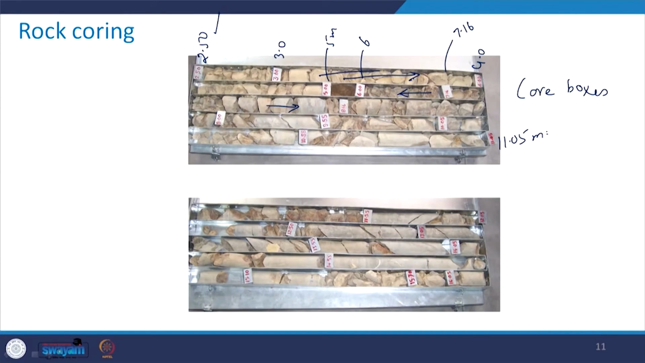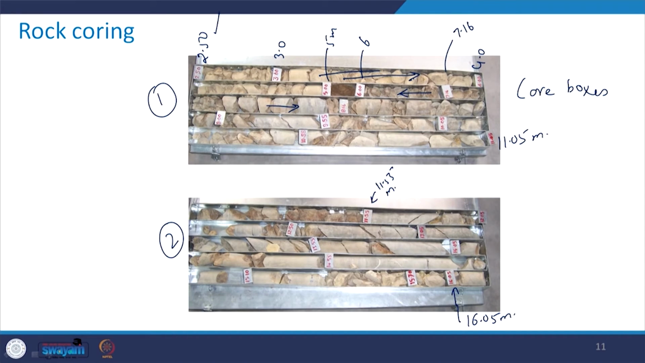Then the second one, here it is 11.55 meter and so on. So, this finishes here at 16.05 meter. So, this was the first core box, this is the second one. Again, like you have a bore hole, here you have the core hole. So, this is the data of one single core hole that I have put here for your reference.